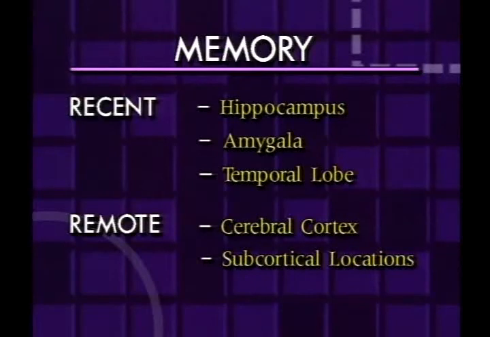Remote memory is located over extensive neural networks in the temporal, parietal, perhaps occipital cortices, and is also affected by neuromodulators. Recent memory is programmed in the mesial temporal cortex in structures such as the hippocampus, the amygdala, and parts of the temporal lobe. Remote memory is stored over the entire cerebral cortex. Therefore, it's harder to erase remote memories than it is to disrupt recent memory.